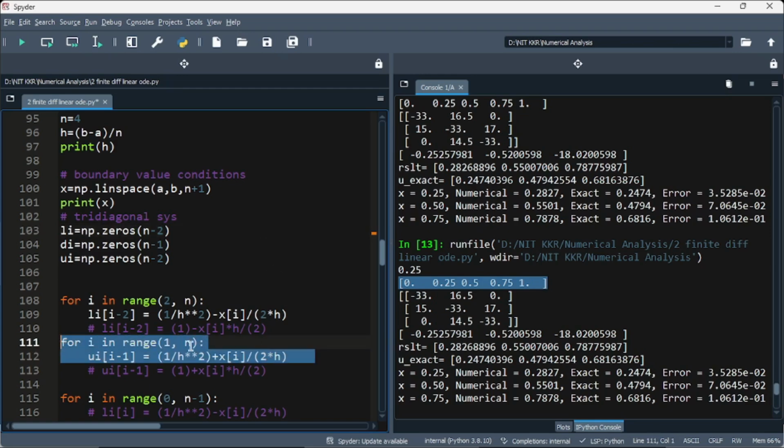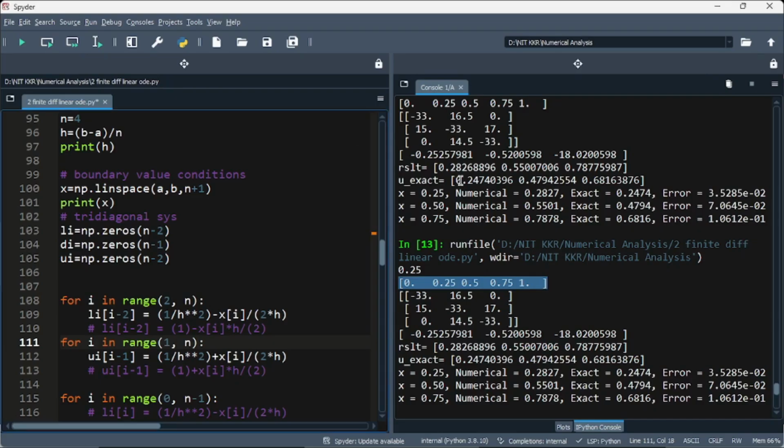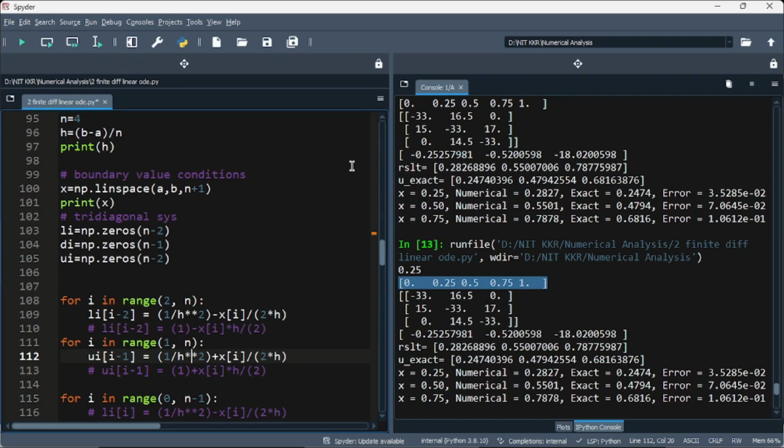In a similar manner, we have started this for 1 to n. In this case, we need 1 to n, which means 1, 2 and 3. Since n is 4, the for loop will consider the n minus 1 values, so we need 1, 2, 3 values. In this case, we have put this value, basically 1 upon, I think minus 2 upon h square minus 1. So I think there is a mistake. Sorry, this is the upper diagonal. So it will start from 1 to n.